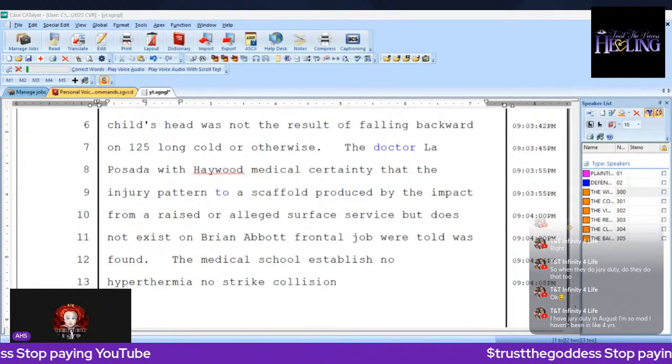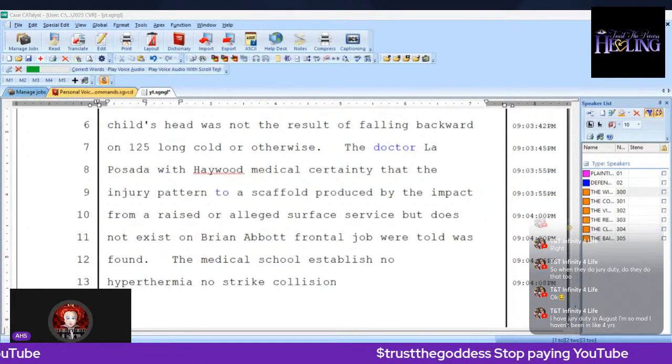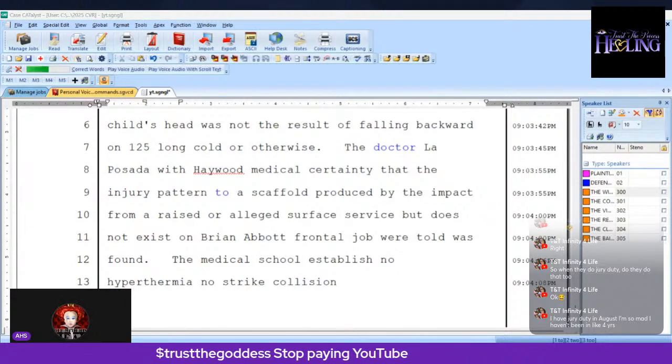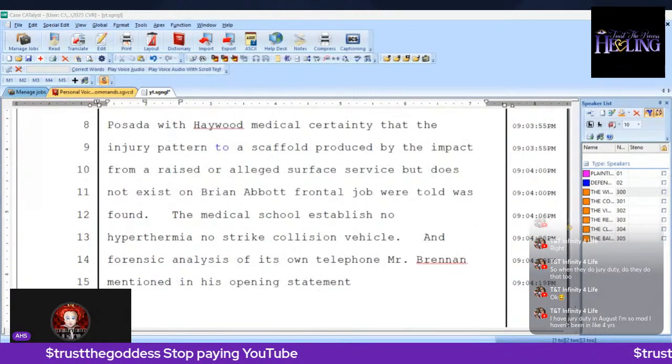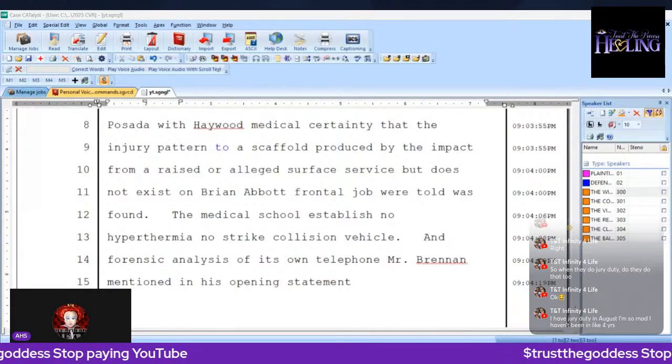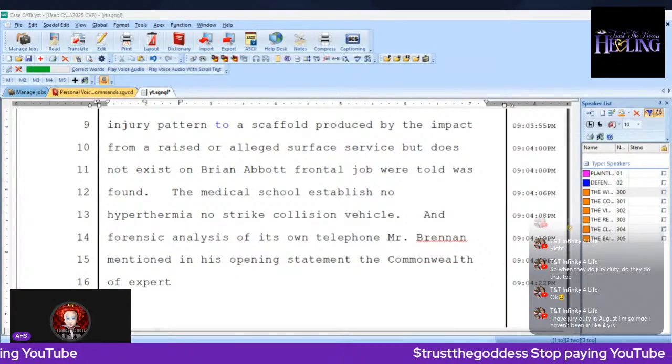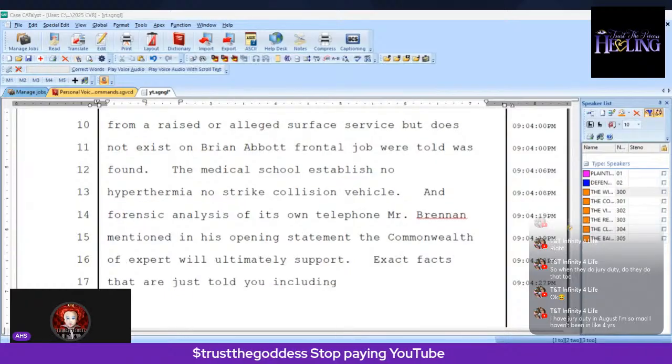And forensic analysis of John's cell phone, Mr. Brennan mentioned that in his opening statement. The Commonwealth's own expert will ultimately support the exact facts that I just told you, including the temperature data.